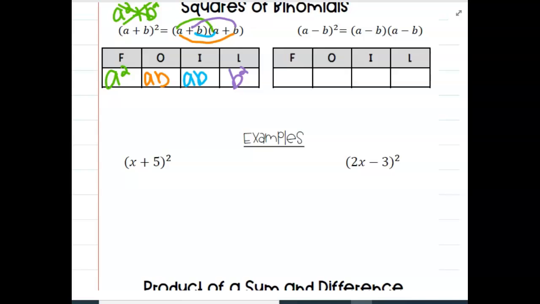Now watch what happens here. Middle term, I can combine together, just like we did yesterday. AB and AB, they're like terms. So you have an AB here and an AB here. You have two ABs for your middle term. And then we have our A squared and our B squared.